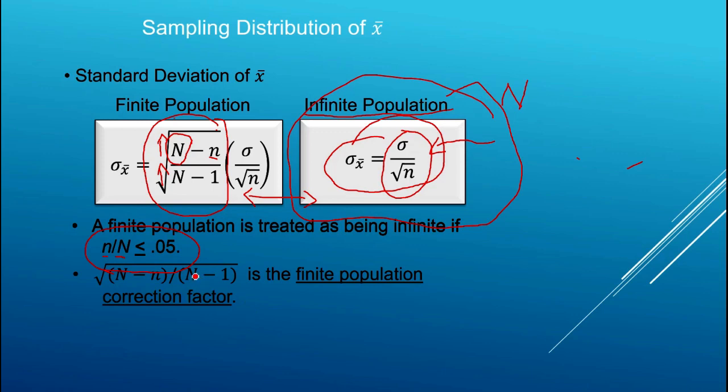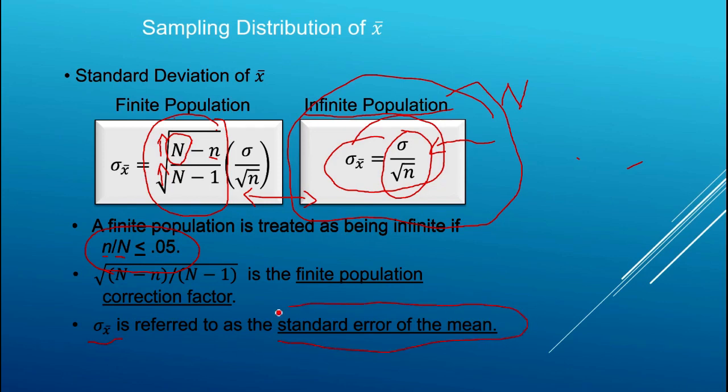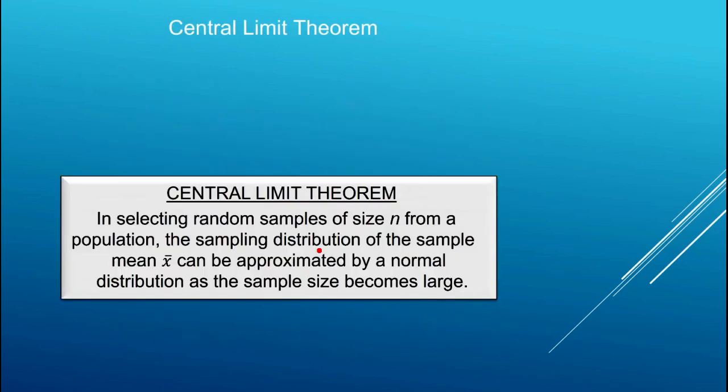So the square root of (N minus n) over (N minus 1) is called the finite population correction factor, again. And again, we call the standard deviation of the sampling distribution of the mean just the standard error of the estimate, or the standard error of the mean for short. So all of those terms can be used interchangeably.